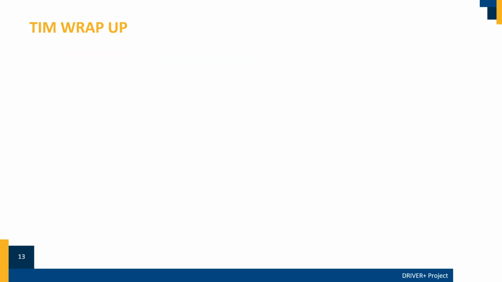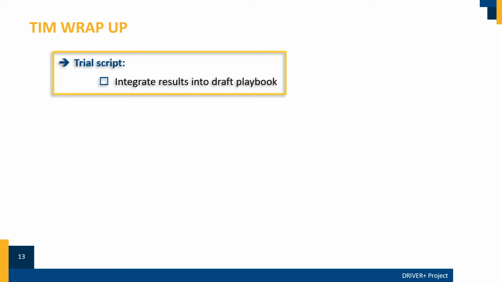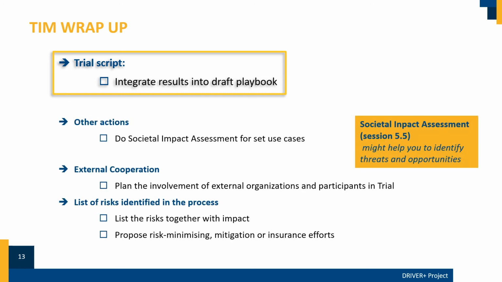After 2 parallel sessions, bring back your team and ask them to brief each other. When everyone is back on the same page, work together and integrate your conclusions into the trial script, your master plan or playbook describing how and in which order you are going to execute your trial, and that is connected to your data collection plan. At this moment, the data collection plan should already be in line with the selected evaluation approach. Before finishing, do not forget about other important topics such as societal impact assessment, external cooperation, and risk assessment for the whole event.